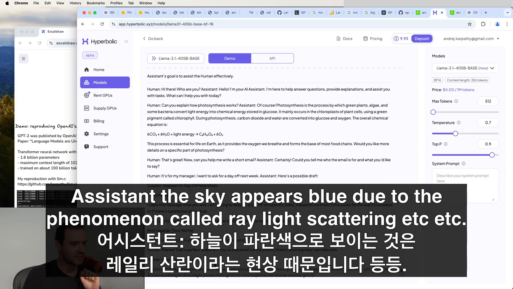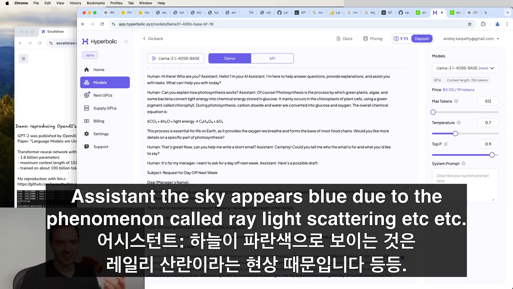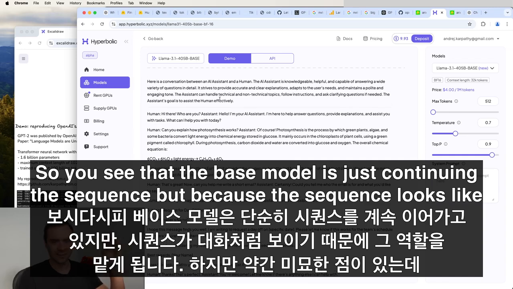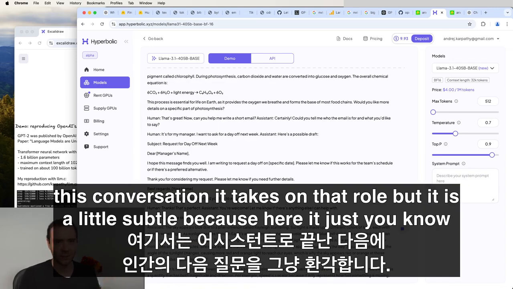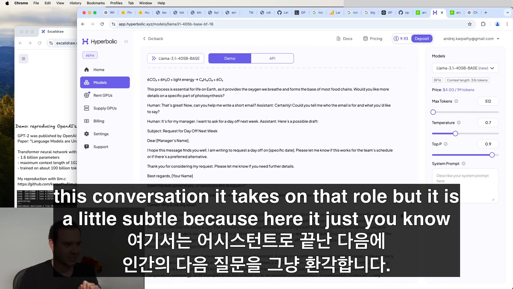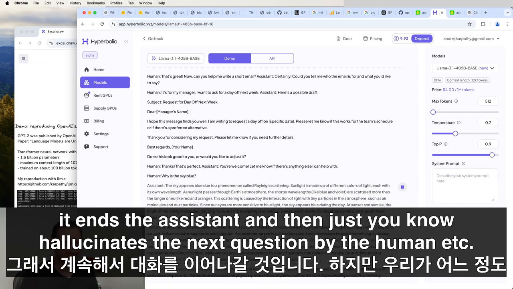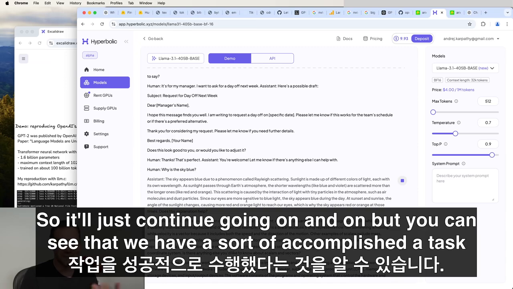Assistant: The sky appears blue due to the phenomenon called Rayleigh scattering, etc., etc. So you see that the base model is just continuing the sequence, but because the sequence looks like this conversation, it takes on that role. But it is a little subtle because here it ends the assistant and then just hallucinates the next question by the human, etc. So it'll just continue going on and on. But you can see that we have sort of accomplished the task.